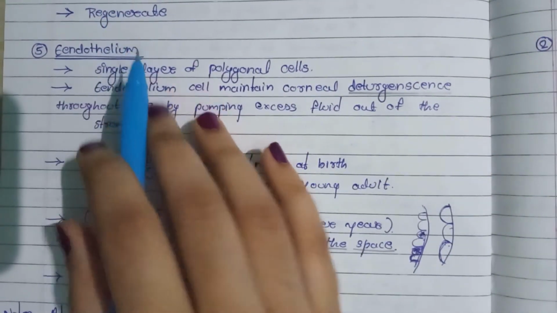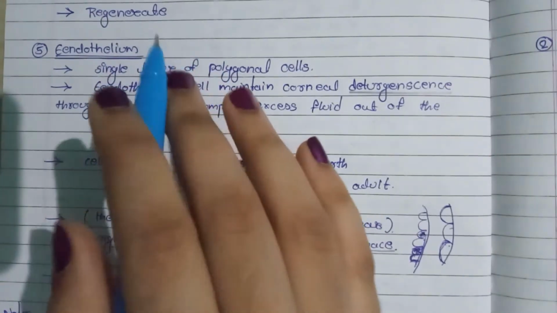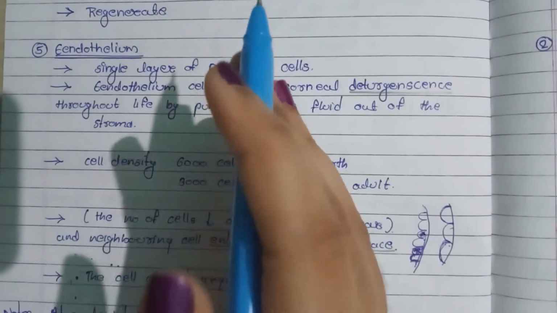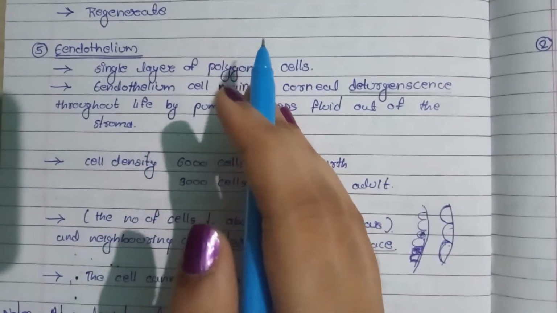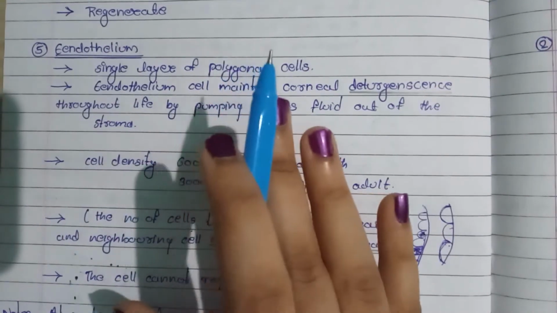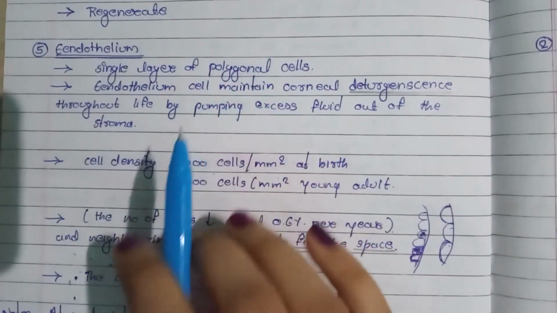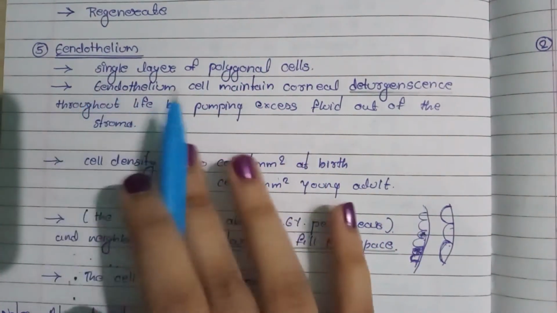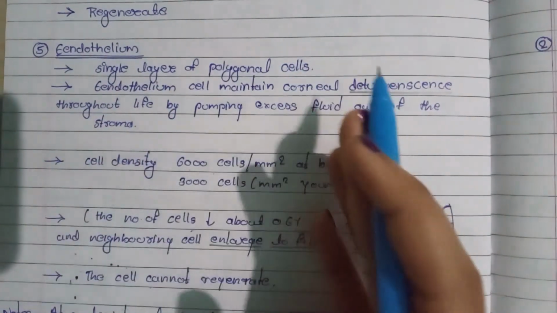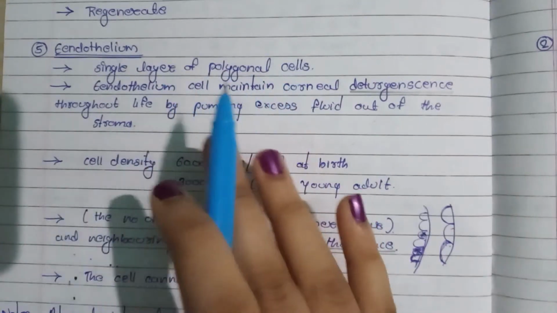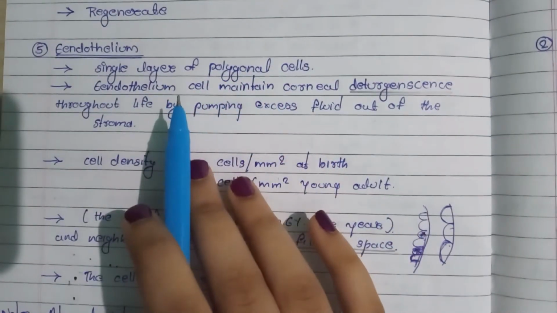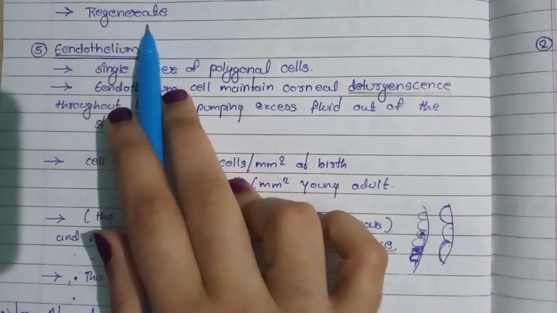Note here, epithelium can be regenerated. Epithelium was the first layer that can be regenerated. Second is Bowman's membrane. It cannot be regenerated. If it becomes injured, Bowman's membrane cannot regenerate. Then stroma. Stroma also cannot regenerate. Stroma can be scarred, but it cannot be regenerated. And Descemet's membrane can be regenerated.